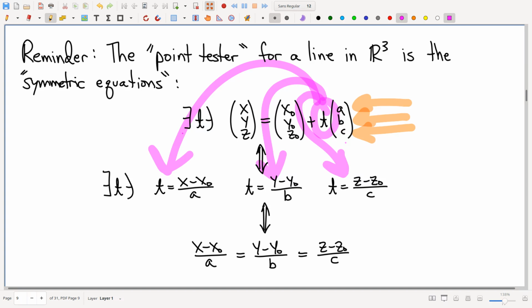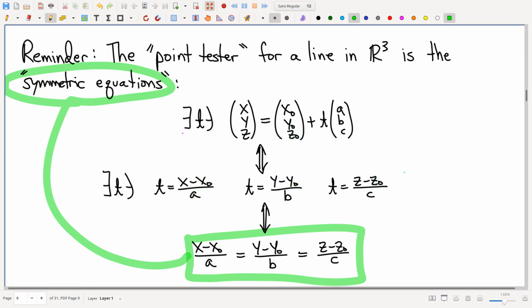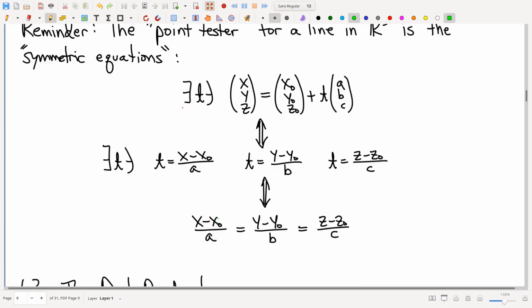That's exactly the point. That's right. So if t needs to equal 3 things, those 3 things have to equal each other. That's exactly it. So that is the symmetric equations. These 3 things have to equal each other so that there can be a value of t equal to all 3 of them, so that this equation will generate the point that we're trying to test. So that's the big idea. This is called, again, the symmetric equations, and it plays the role of a point tester for a line in R3. Okay, so that was the last little bit we just needed to wrap up.